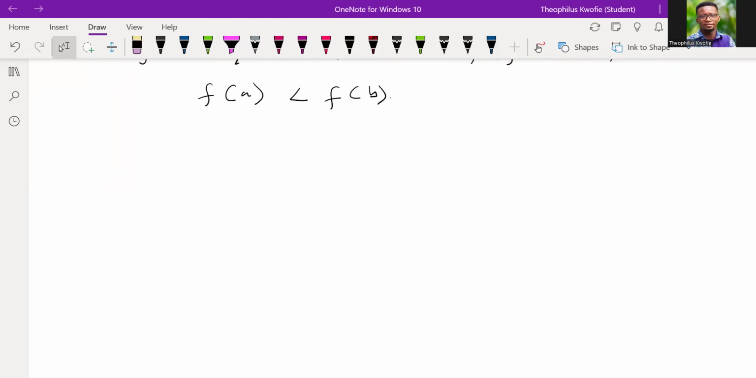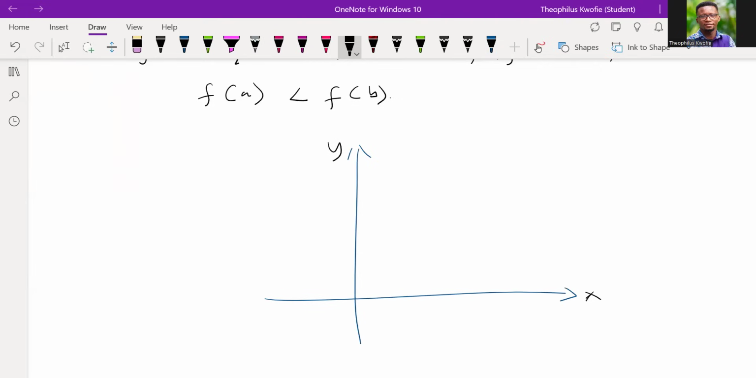But let me just give you a picture so that you would appreciate what I just did. Suppose we have a graph like this. This is my x-axis, and this is my y-axis. Suppose I have a function like this. Let's say the first point is a, in this domain, and the second point is b.